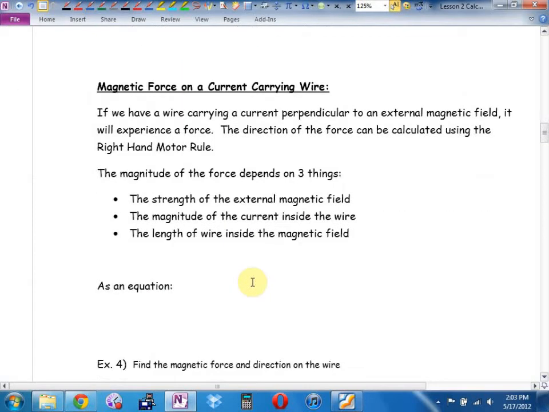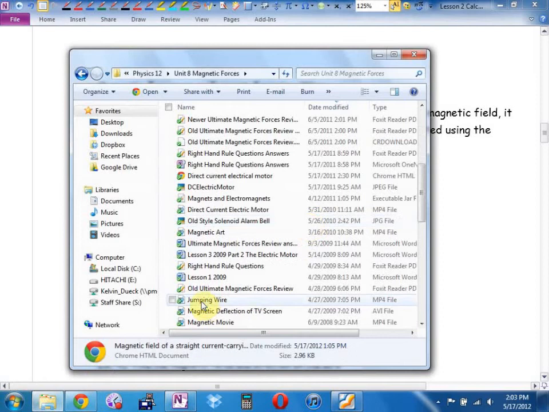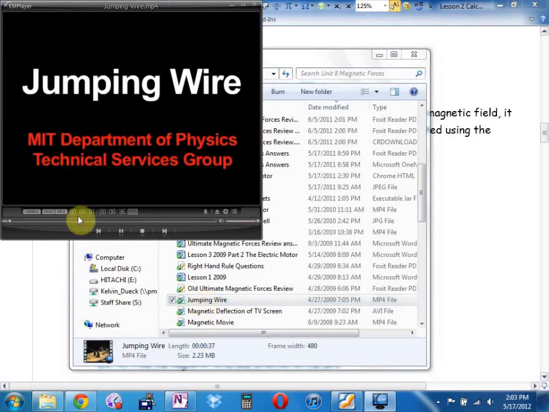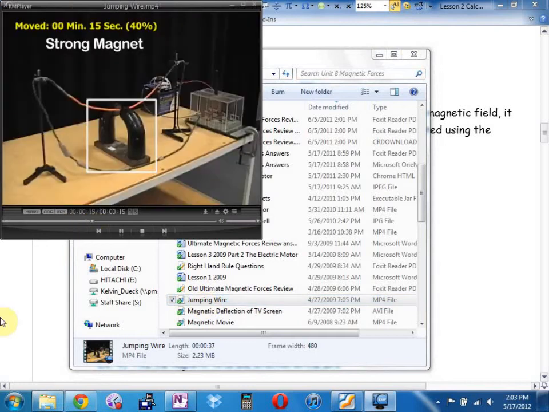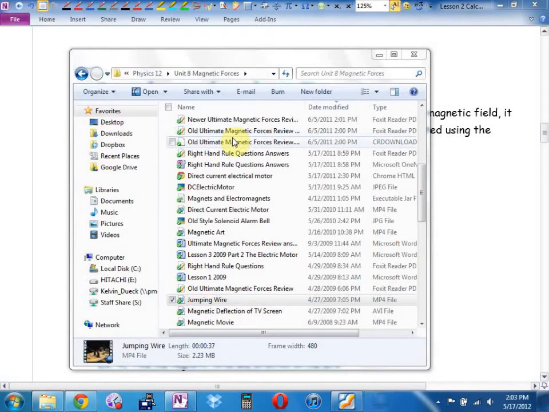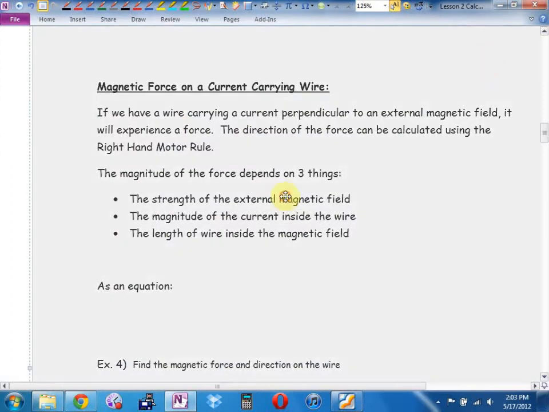Turn the page. How do we explain this thing? Well, there is definitely some kind of a force on that wire.